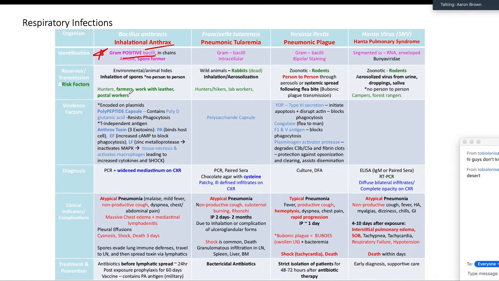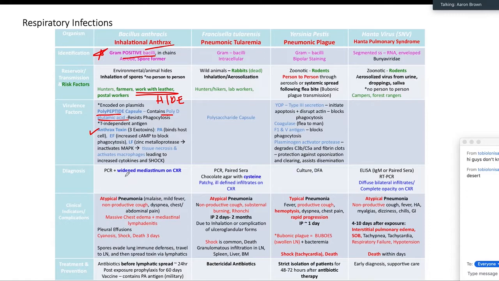They love talking about hides. People that work with hides, right? Hide means a giant leather thing, or an animal skin, I guess. So people that work with sheep hide, cow hide, leather, again, have a risk of inhaling anthrax. It's got a polypeptide capsule with poly-D-glutamic acid, and a bunch of other anthrax toxins you can review on your own time.